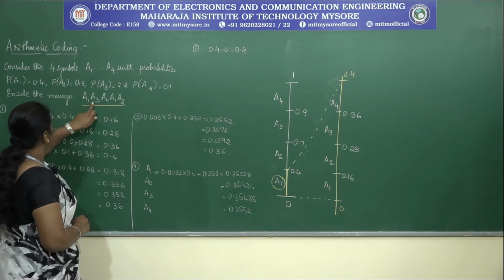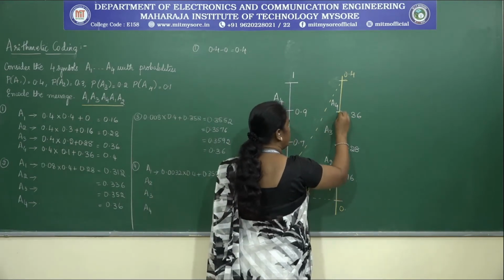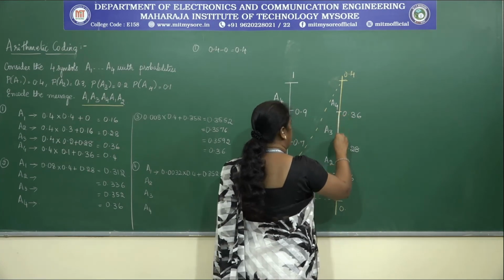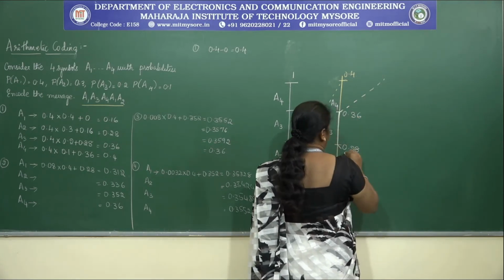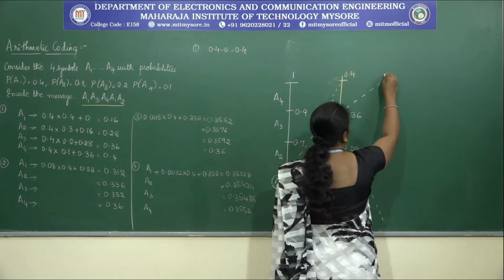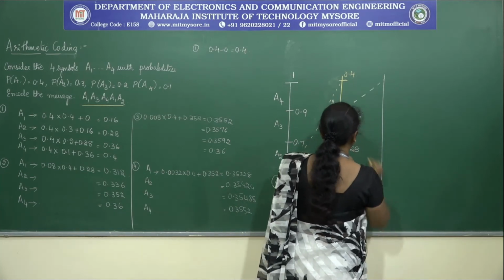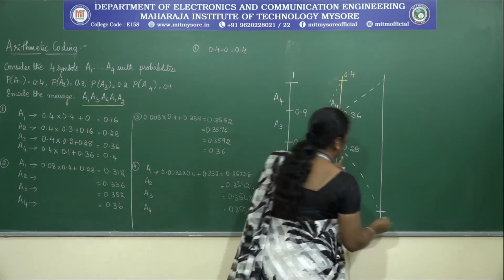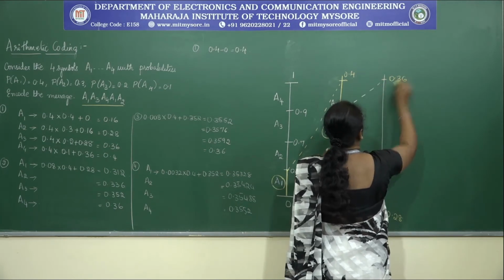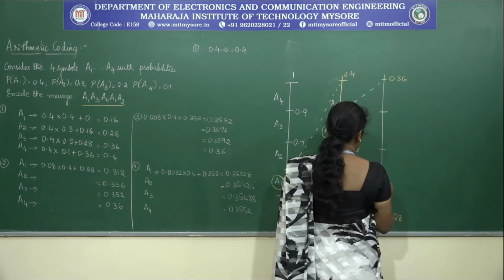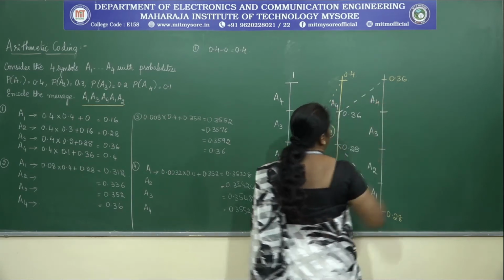So next, what is the next encoding we need to perform? It is with respect to A3. So this is the range of A3. What is the value of the A3 range? It is 0.28 to 0.36. So this is your A1, A2, A3 and A4.